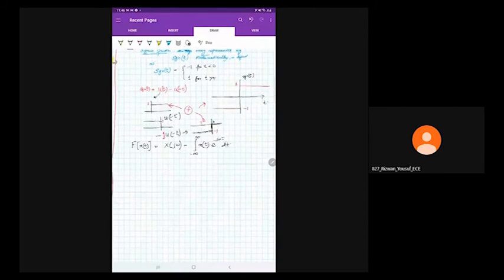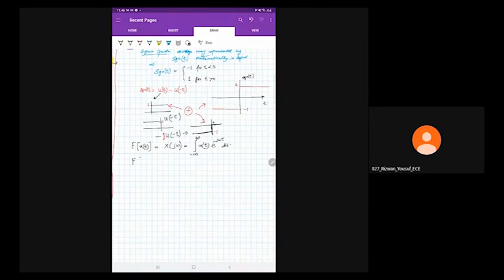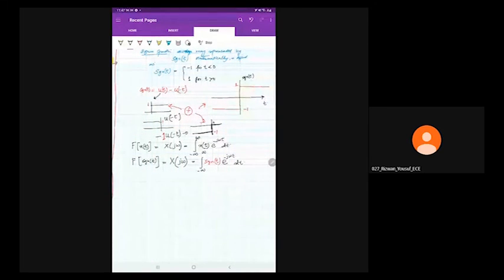Okay. Now our x of t here is the signum function. It is sgn of t. So this is our signum function. So its Fourier transform will be X of j omega, which will be equal to integration from minus infinity to plus infinity, then you have sgn of t, then you have e raised to power minus j omega t and dt.